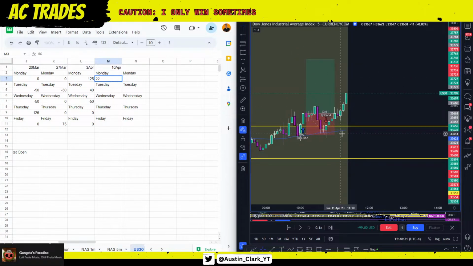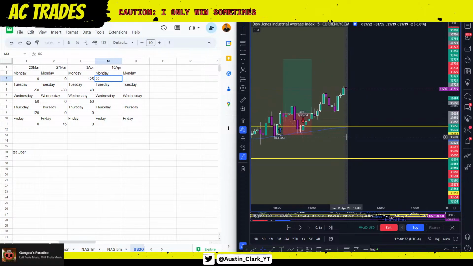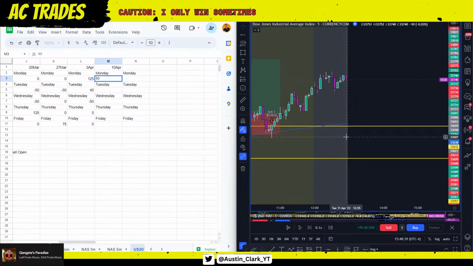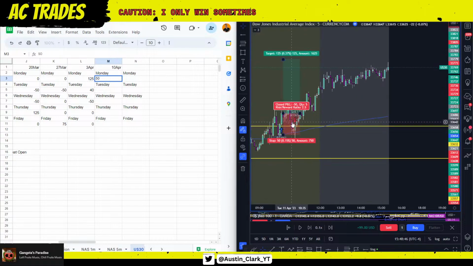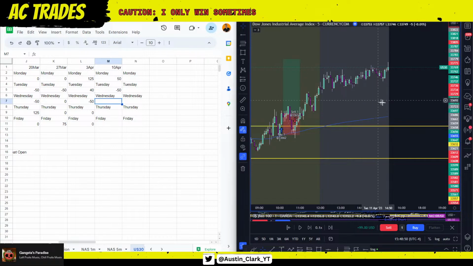Man, US 30 was really playing with emotions this day. Don't like any of these candles. I wouldn't have entered in on any of these candles. And then we would move into the afternoon where I wouldn't even be trading. So this would have been a minus 50 day. So now we're at break even for this week.